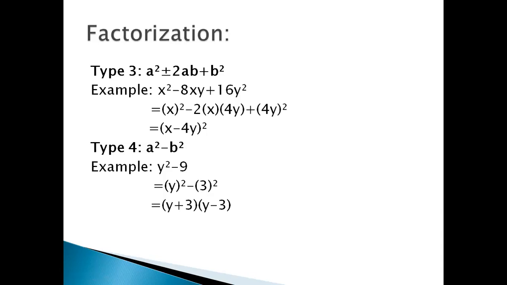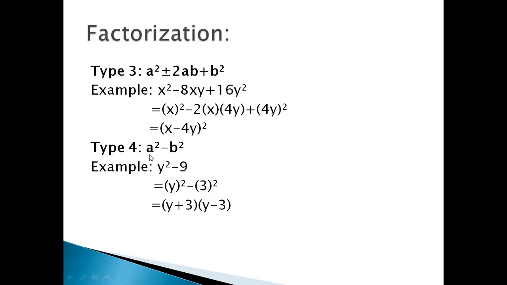x square is the square of x and 16y square is the square of 4y, and we will rewrite the middle term in the format of 2ab. So 2, in the first bracket write the first perfect square x, and in the second bracket write the second one, which is 4y. Now you can match the terms. Square of x is x square, 2 into x into 4y is 8xy, square of 4y is 16y square. So from this expanded format we will write the factorized format, x minus 4y whole square. This minus sign depends upon the sign with 2ab. In case we have a plus sign here, we will write a plus sign here.